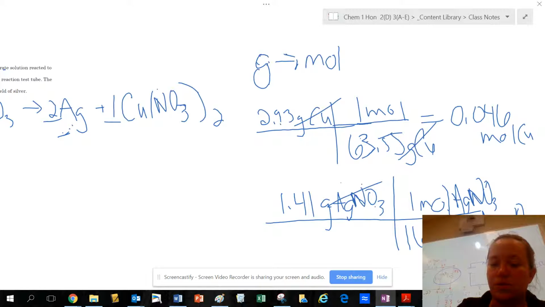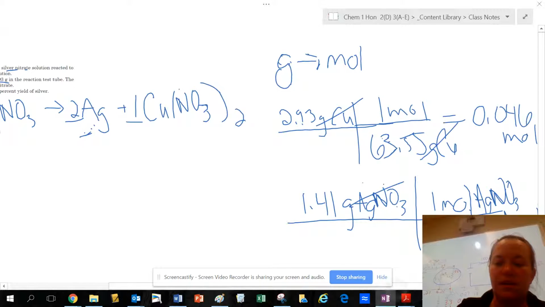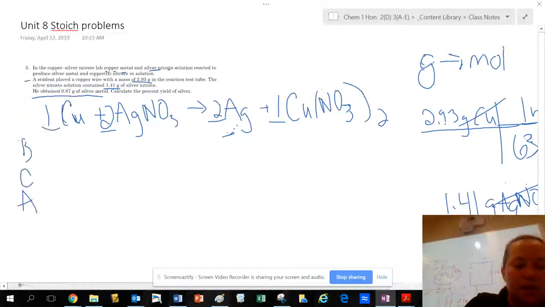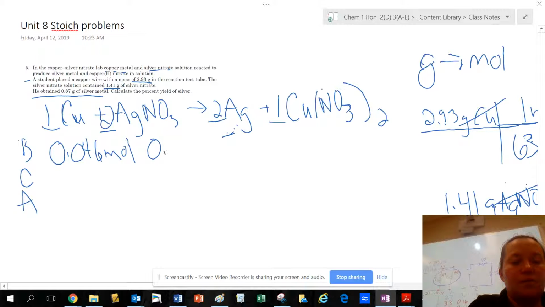So now we got the moles of each of these things. I'm going to put them in my before table. I'm in my BCA table in the before column. So I'm going to put 0.046 mole of copper, and then underneath, 0.0083 of the silver nitrate. And in the beginning, I don't make anything. I have 0 moles because I haven't done the reactions yet.